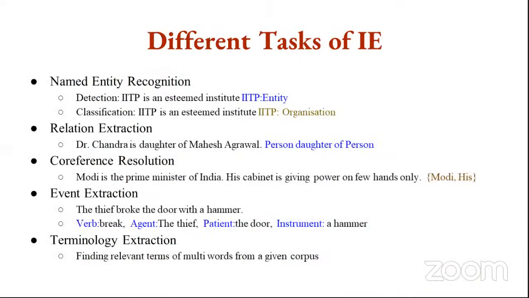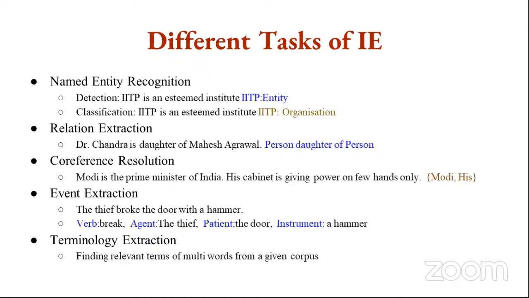So there are different tasks of information extraction, as I mentioned. The first task is called named entity recognition. Named entity recognition is identifying the entities from the text. There are different types of entities like person name, location name, organization name, miscellaneous names. Our task is to identify different types of entities from the text. That is called named entity recognition.